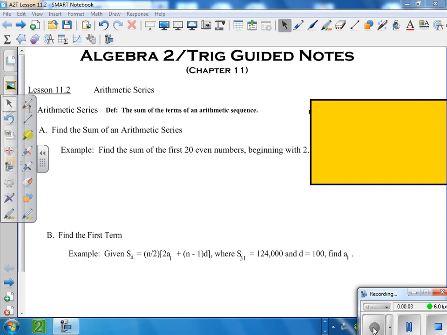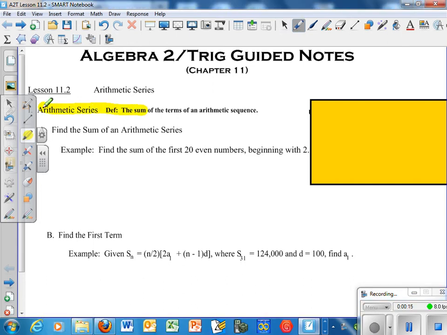Lesson 11.2, we're going to look at arithmetic series. The definition of an arithmetic series: now, we just looked at arithmetic sequences in 11.1. An arithmetic series would be to find the sum of the terms of an arithmetic sequence. So you might be finding the sum of the first 8 terms of a sequence, or the first 15 terms of a sequence, for example.